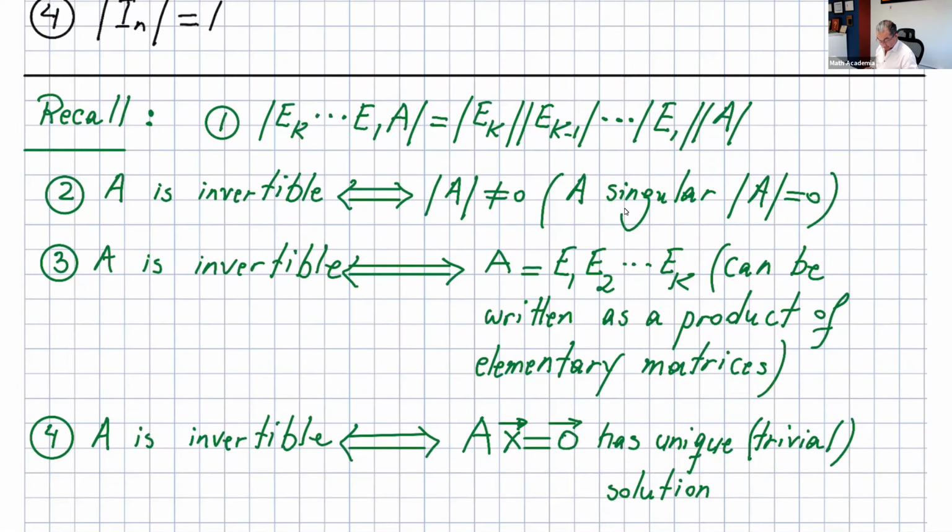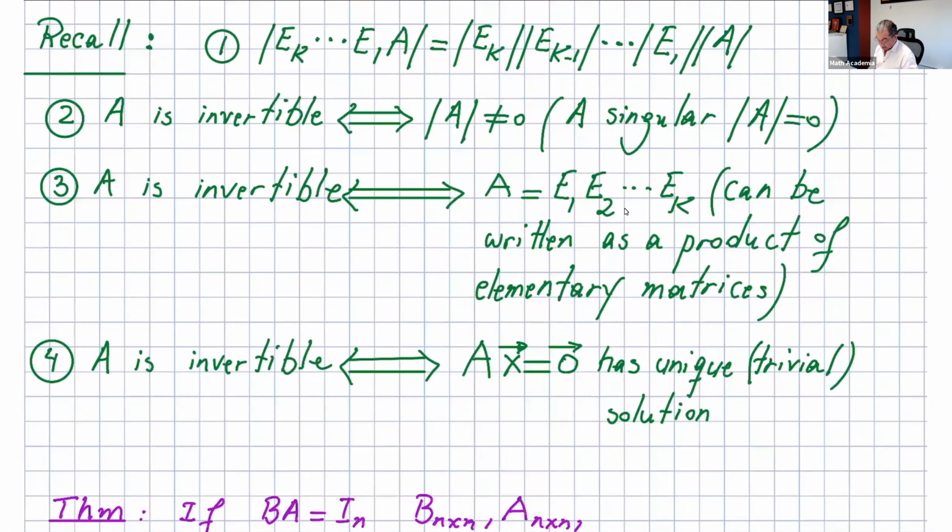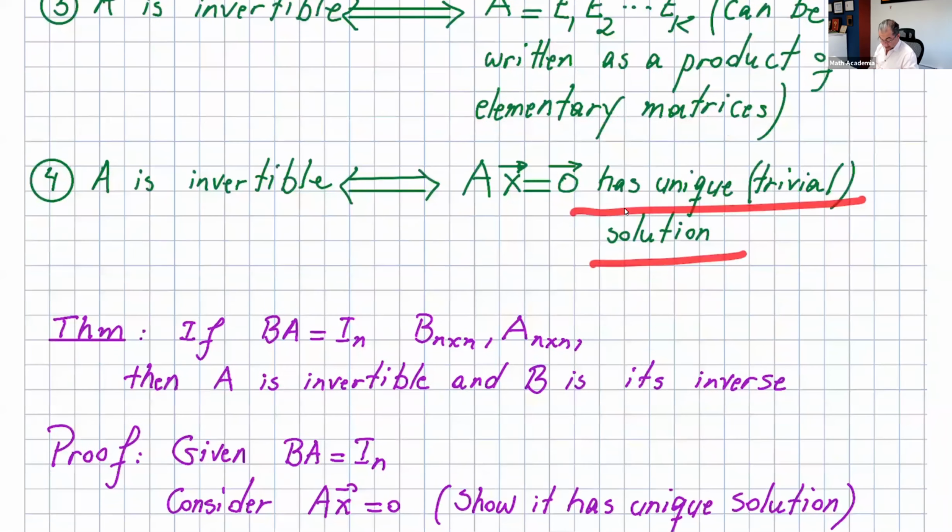So that's another way of showing that. And the determinant, as we saw in the last proof, can be written as the determinant of elementary matrices. They're never 0. So that's why the determinant of A cannot be equal to 0. If A is invertible, when you write AX equals 0, the homogeneous system has only the trivial solution.